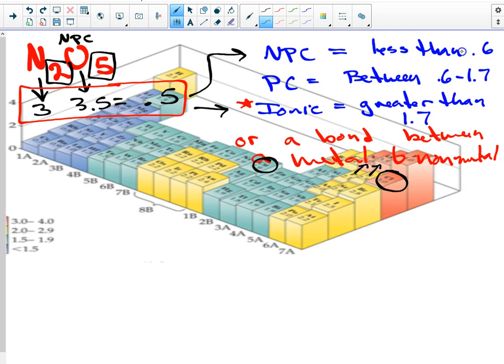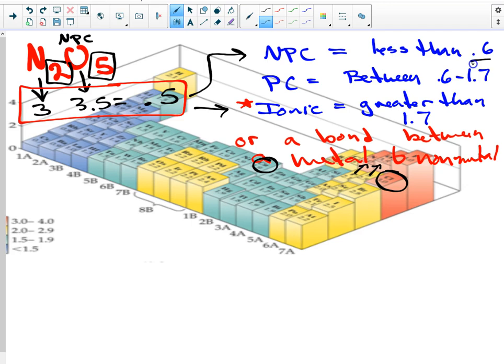Now, does anyone remember what I said about non-polar? What's a non-polar bond? It shares equally. So if you look at this math, it kind of makes sense. If the difference between the two atoms is small, then they're going to have to share. That's like twins sharing a car. Right? There's not a whole lot of distinguishable difference.